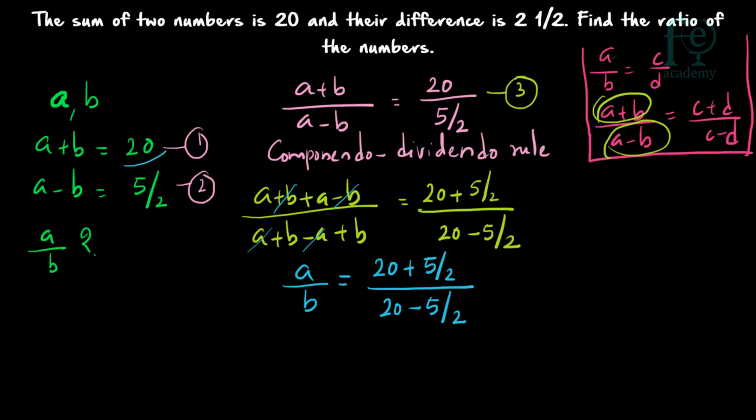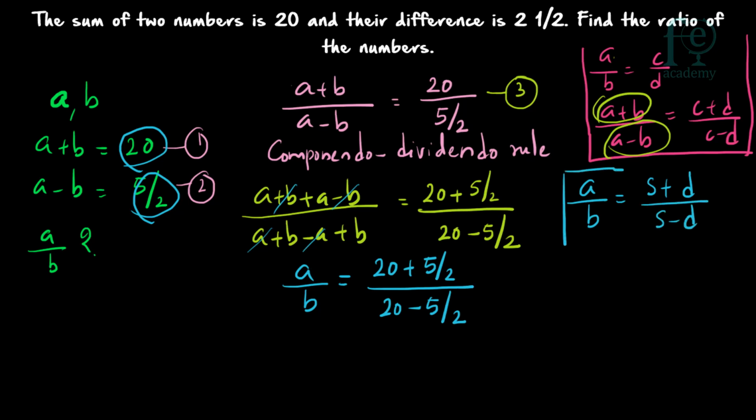What is 20 actually? 20 is the sum given and 5 by 2 is the difference given. So the ratio of two numbers A by B will be given as sum plus difference. Let the sum be given as S and the difference be given as D. So S plus D divided by S minus D. So this is a shortcut formula. When the sum and difference are given, you can easily find out the ratio of the numbers by using the equation A by B will be equal to sum plus difference, the whole divided by sum minus difference.